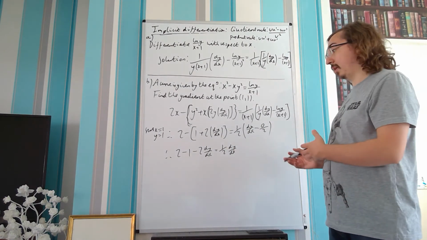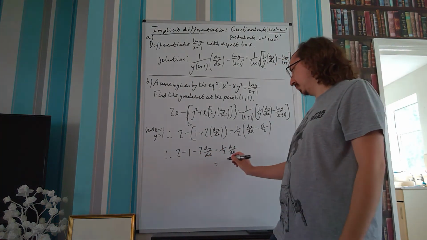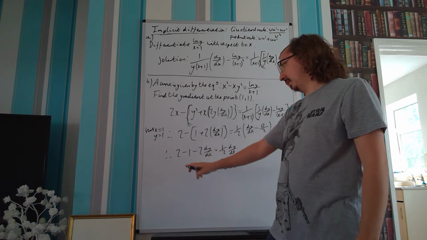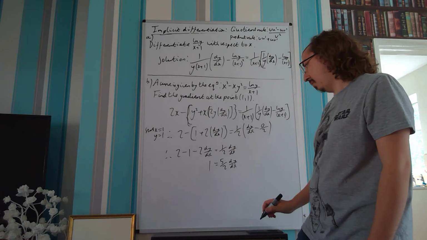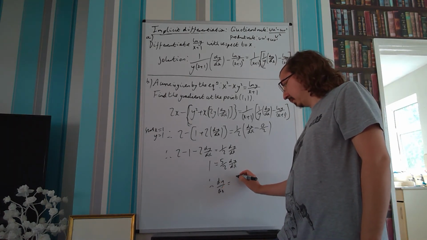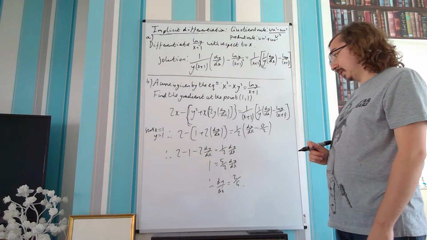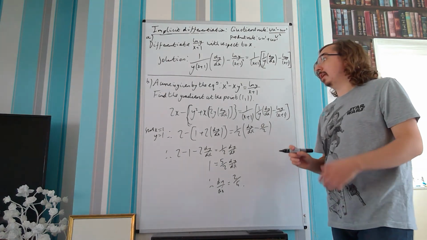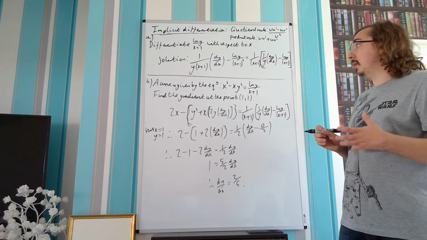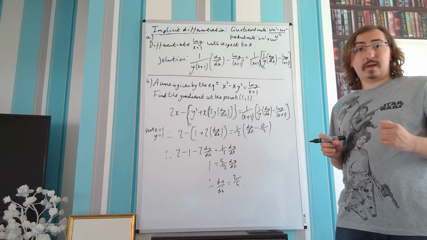So let's separate our dy by dx's onto one side. Minus 2 becomes plus 2, so you get 5 over 2 dy by dx, and 2 minus 1 is 1. So finally, we can say that dy by dx is equal to 2 over 5. And that is our final answer for our value of the gradient at the point 1, 1 for the curve given by the equation x squared minus xy squared equals ln(y) over x plus 1.